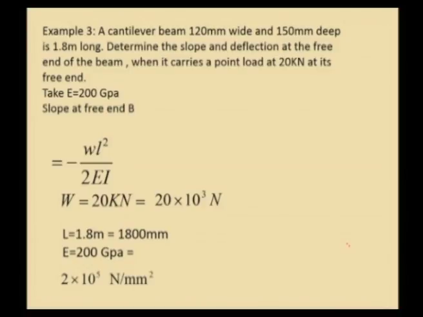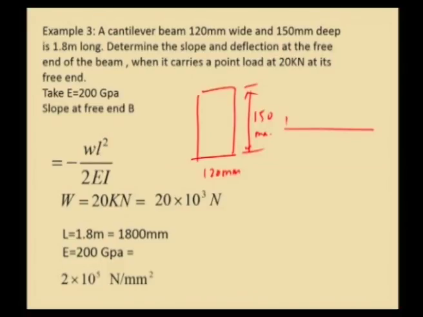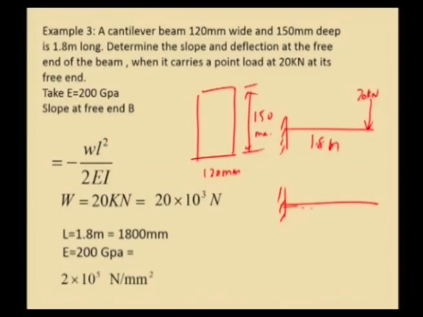So, a cantilever beam 120 mm wide and 150 mm deep. It is a cantilever beam subjected to a point load of 20 kilonewton at the free end. Then the span is 1.8 meter. So, we very well know the deflection pattern we have discussed so far. The deflection pattern will be like this. So, this is A and B.